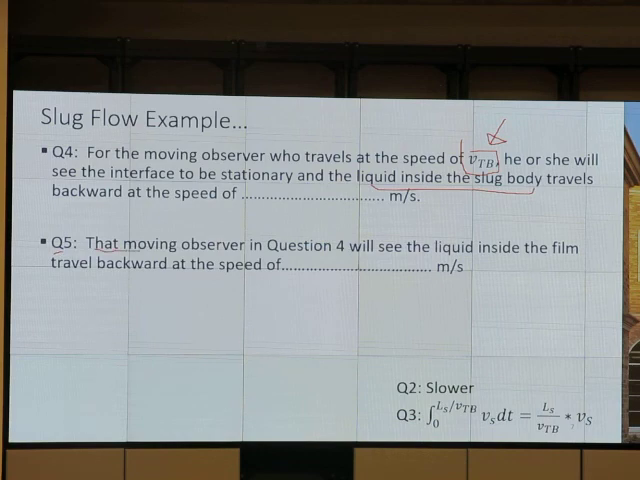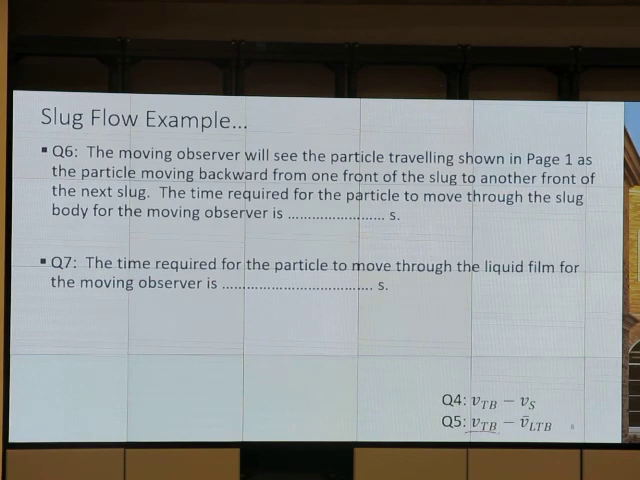Question 5. The moving observer in question 4 will see the liquid inside the film travel backward at the speed of what, Isaac? VTB minus VLTB. Correct. So question 5 will be VTB minus VLTB. Oh, look again. Why do you have the bar on top of VLTB? It's the average. Is that average over space or over time? If it is average over time, it may change with space. But if it's already average over space, I think that's also over time too.